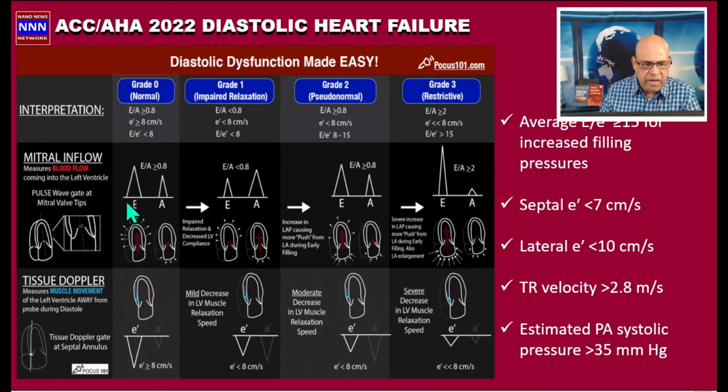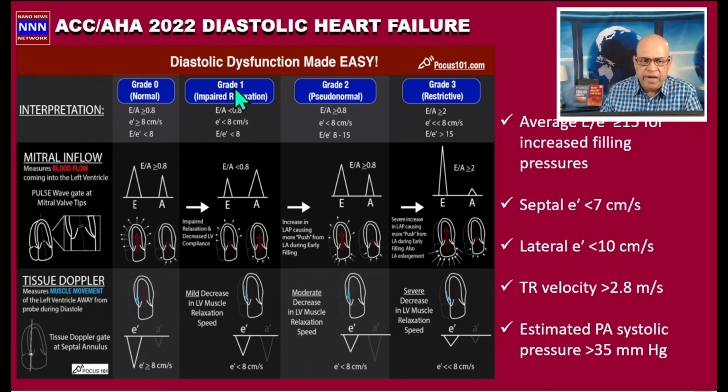And by looking at E prime, which is related to the ventricular filling, in a normal situation, grade 0, which is normal, we have a prominent E wave, which is followed by the A wave, which is related to the atrial contraction. And in the tissue Doppler, we see a similar negative deflection of E prime, which is greater than 8 centimeters per second. And here, E to E prime is less than 8.